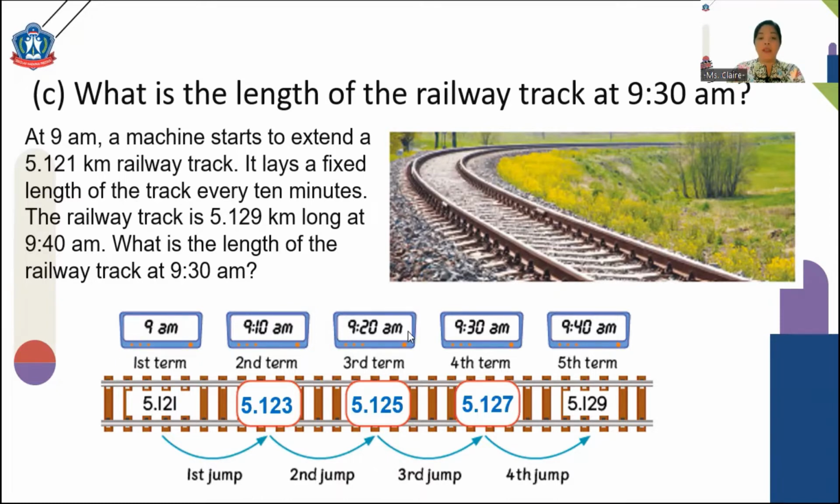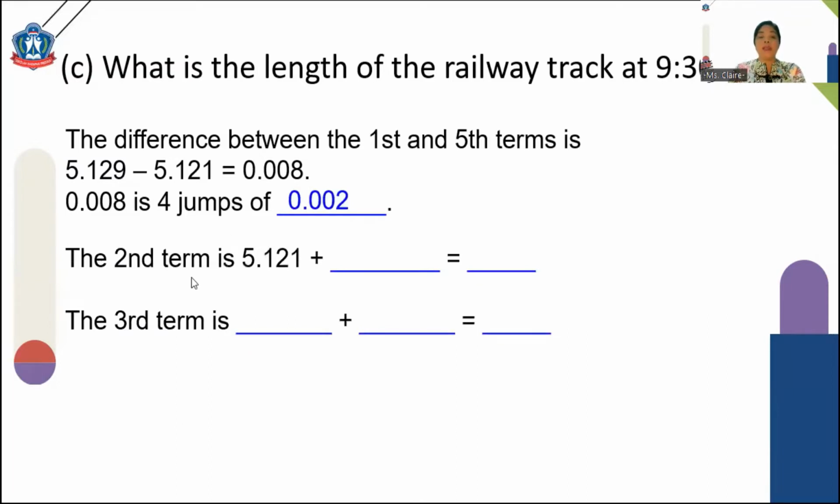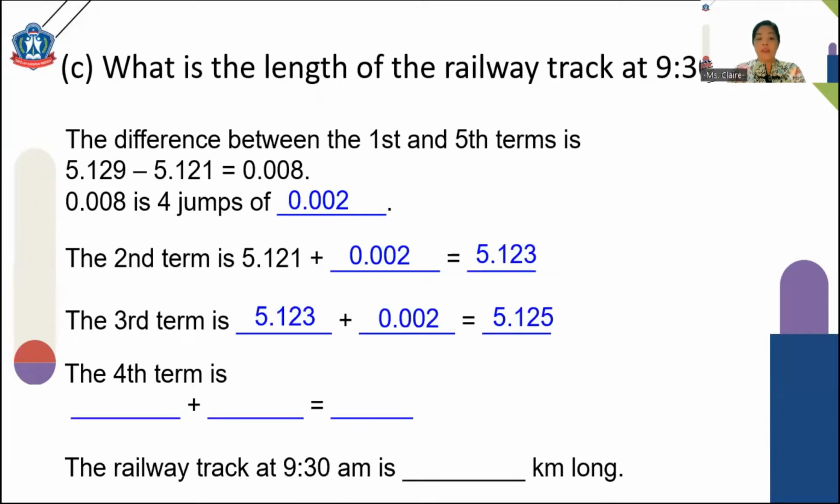This is how to solve this problem. First, we need to find the difference between the first and the fifth terms, which is 5.129 and 5.121. So that is 0.008. We have 4 jumps, so we divide it by 4, and that is 0.002. To get the second term, we add 0.002 to the first term, and that is equal to 5.123. This is the second term. To get the third term, we add another 0.002, and that is 5.125. And the fourth term is the third term plus 0.002, and that is 5.127. Therefore, the railway track at 9:30 a.m. is 5.127 kilometers long.